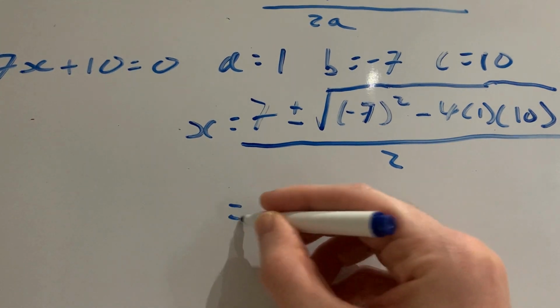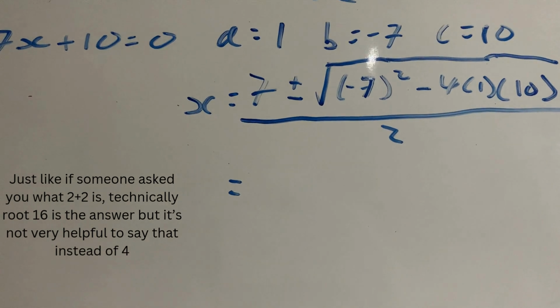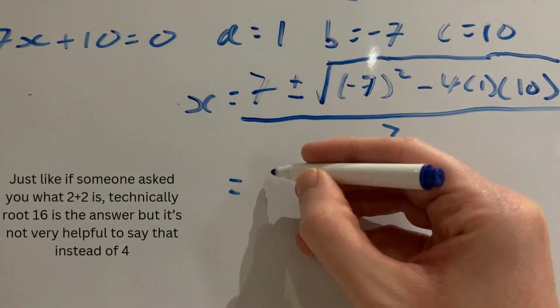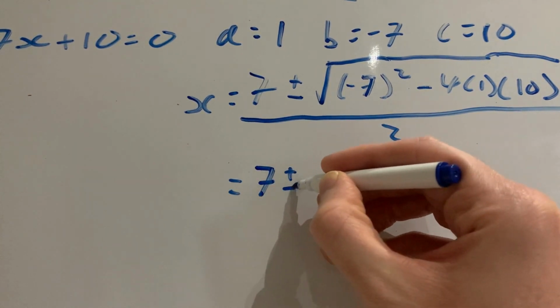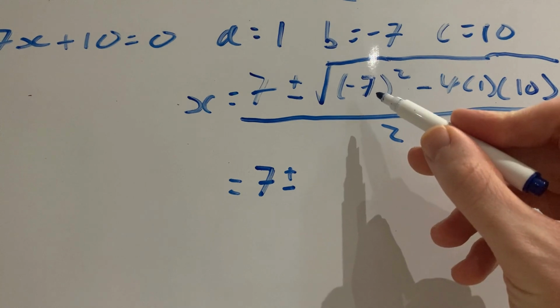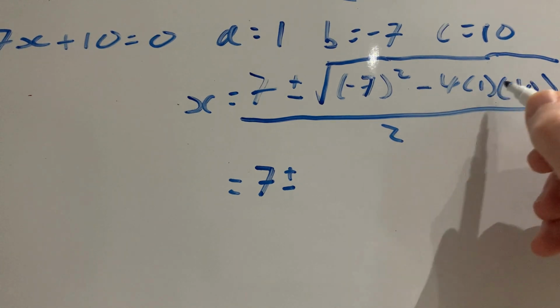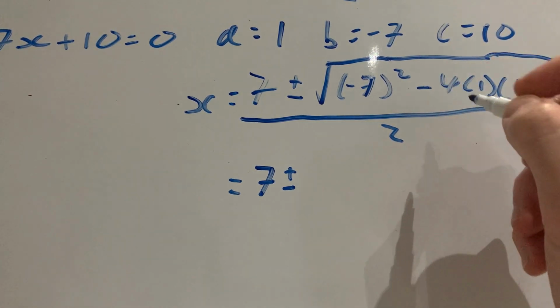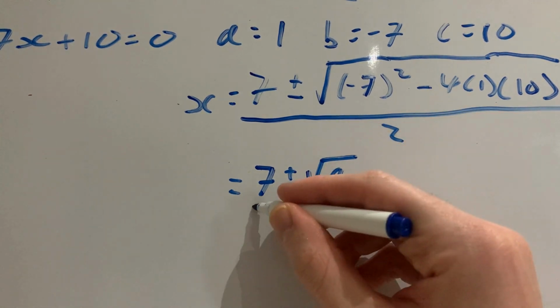Okay, so we'll simplify this a little bit more. That is actually the right answer, but we're going to want to simplify it so it's easier to read. So 7 plus or minus, so we've got 49 is minus 7 squared, minus 4 times 1 times 10. Well, that's 40. So 49 minus 40 is 9. So that's worked out quite nicely. It's plus or minus the square root of 9 all over 2.